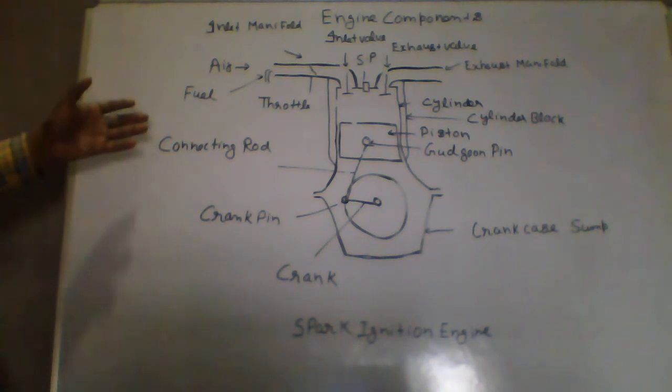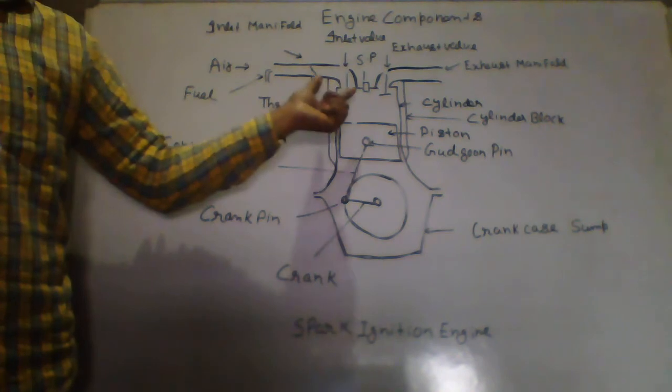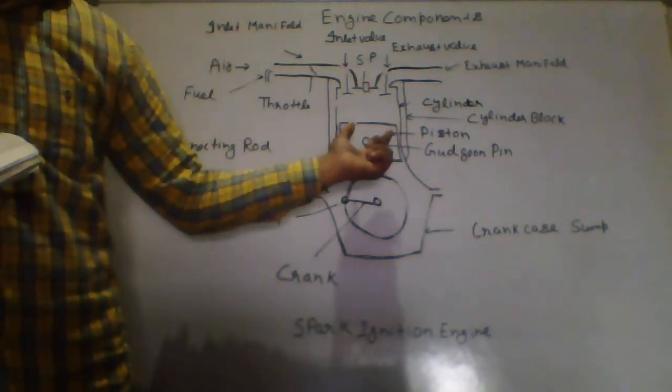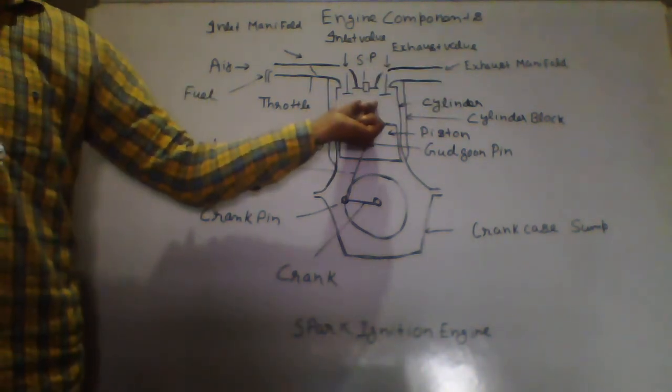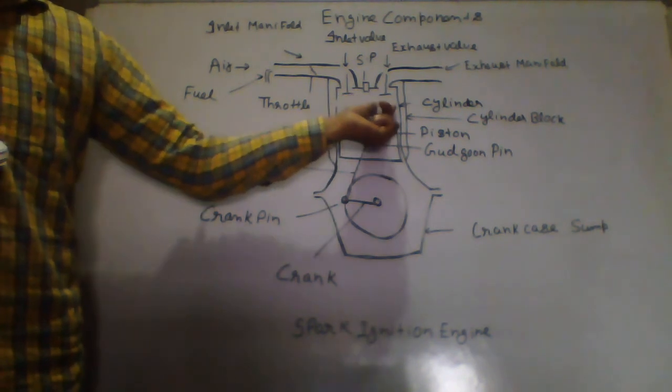So I will repeat again. We have inlet manifold first. This is inlet manifold from where air fuel mixture will enter the cylinder. Then we have exhaust manifold from where the burnt gases go out of the cylinder. This is your spark plug, that is to give the spark to the air fuel mixture. This is inlet valve, this is exhaust valve.